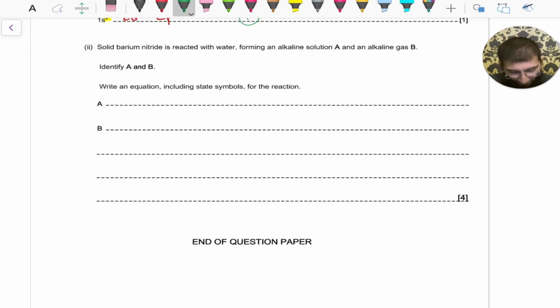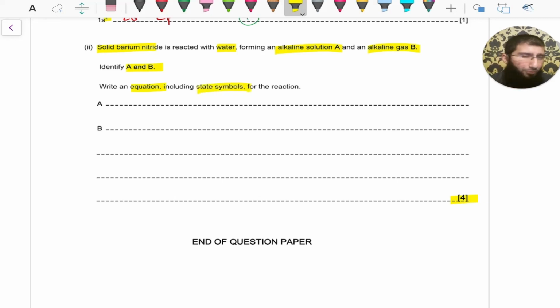Now we're finally on to the last question. I know it's taken us a while to get there. So, solid barium nitride is reacted with water, forming an alkaline solution of A and an alkaline gas B. And immediately it's a 4-mark question, so that's considerable. Identify A and B, write an equation including state symbols for the reaction.